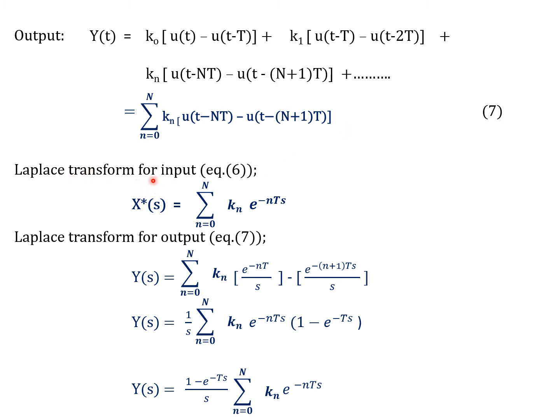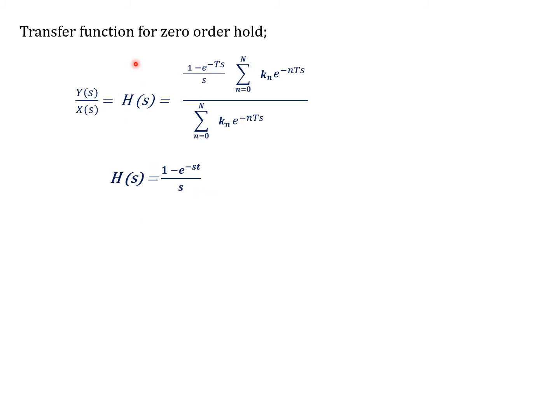You take the Laplace transform of the input signal, you get this. You take the Laplace transform of the output signal, you get this. Then if you divide the output over the input, you get the hold element's Laplace transfer function, which is given by this, as I showed you before. I don't need you to go into detail and memorize all these things, just to know roughly how to get this one: how do we get the hold element transfer function? That will be used in our closed loop transfer function.